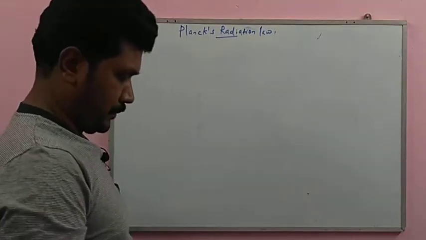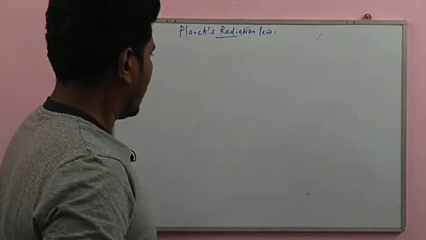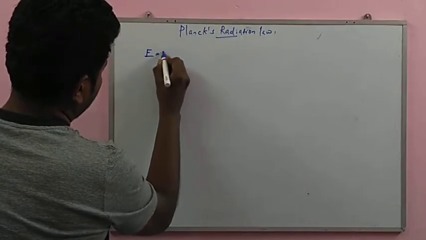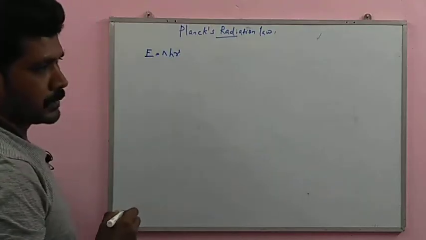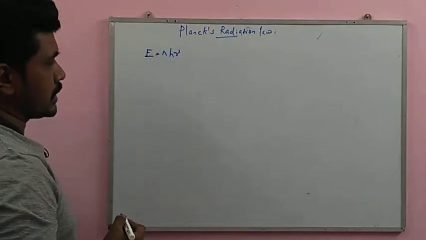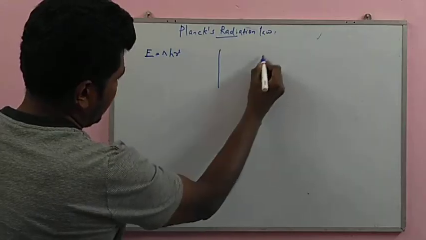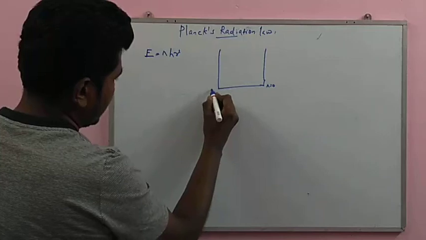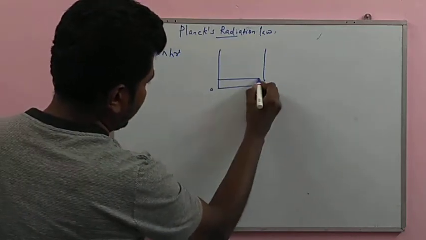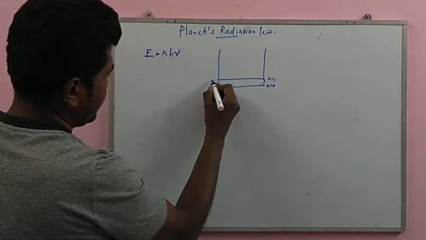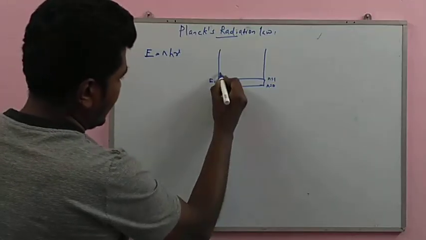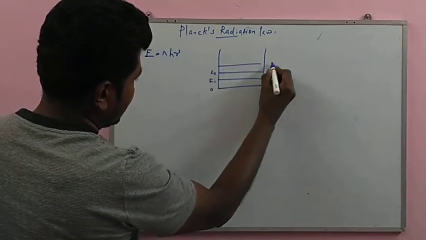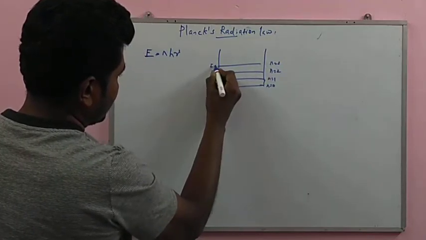Planck radiation's law: the quantum particle's energy E is equal to n h mu, where n is the number of oscillators. For the oscillator, n equal to 0 is the zero energy state. Then n equal to 1 is the first energy state, n equal to 2 the second energy state, and n equal to 3 the third energy state.